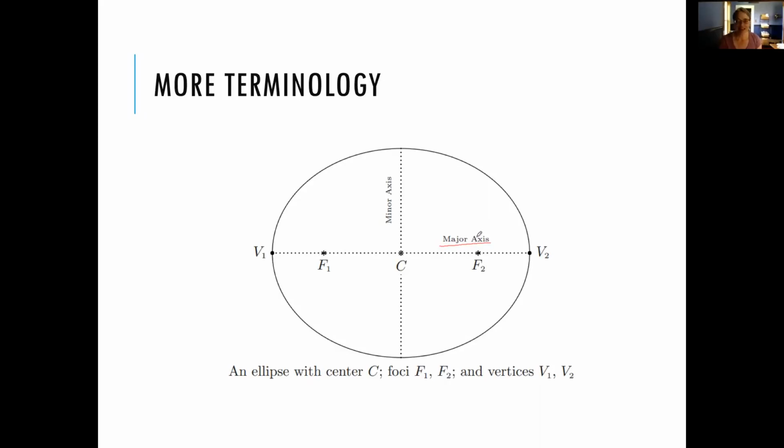The axis that is perpendicular to that axis and goes through the center point of the ellipse is called the minor axis. Now, the center point of the ellipse is going to be halfway between the foci on the major axis. And then we talk about vertices at either end of the major axis.